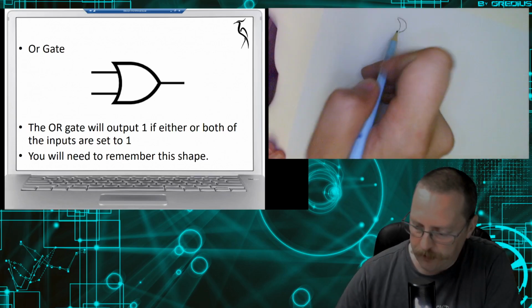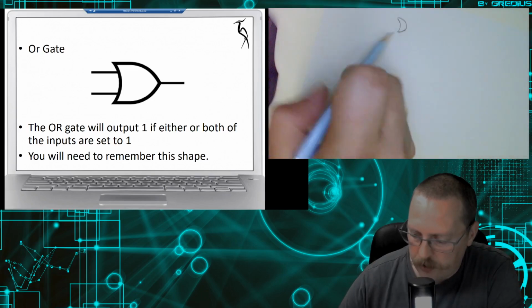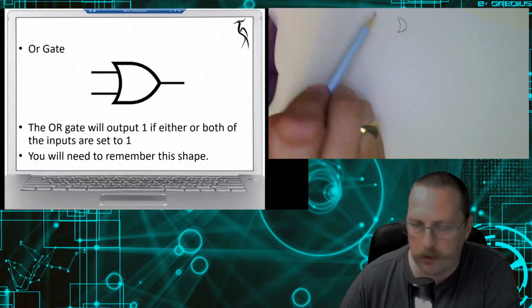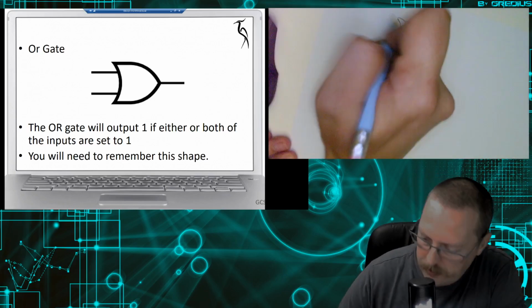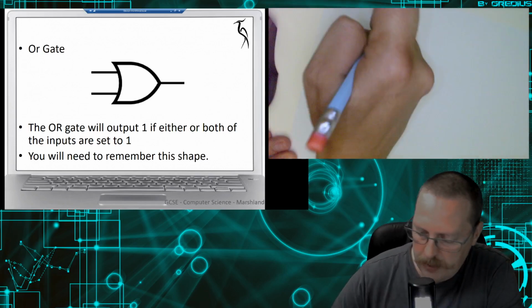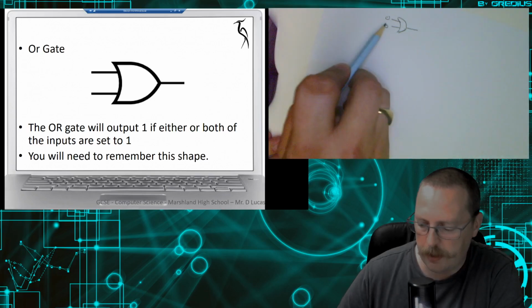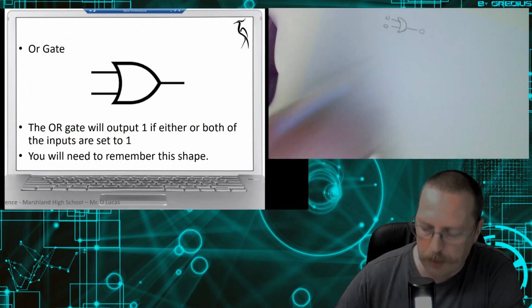Now if you're in a boat and you see a shark, you might need to defend yourself, and you can defend yourself with an oar on the boat. So that's how I remember this shape being an OR gate. We've still got our inputs and an output. So here I've got both inputs being off as zeros, which means my output is off.